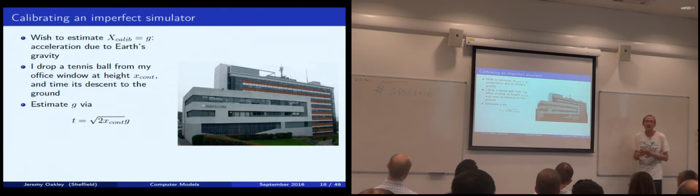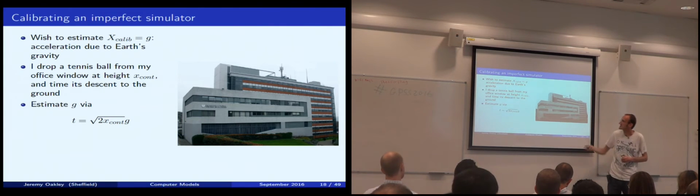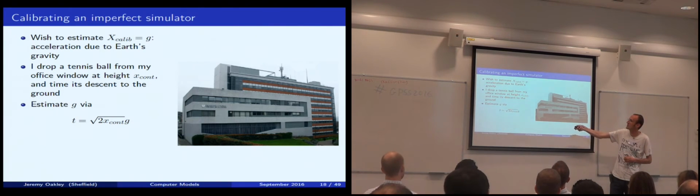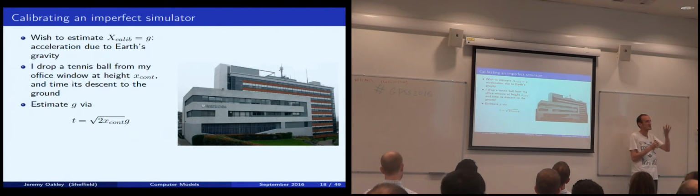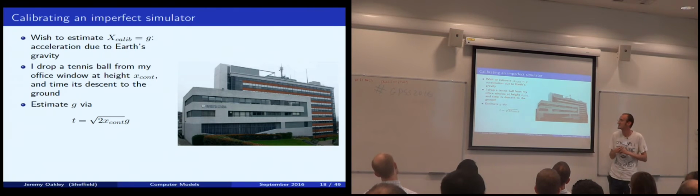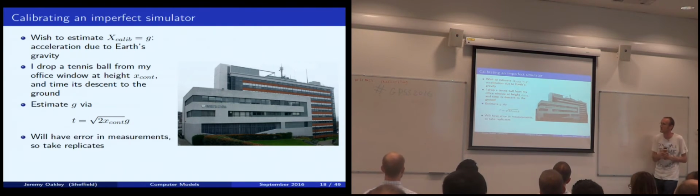And then I'm going to have a very simple simulator which just assumes constant acceleration due to gravity. So you can think of the inputs as being the height at which you're dropping the tennis ball. We've got this unknown calibration parameter, which is that acceleration due to gravity. That's the thing I'd like to learn. And then the output of that simulator is the time it would take to hit the ground. So I've got this simulator of the process, and then I've got my physical measurements.